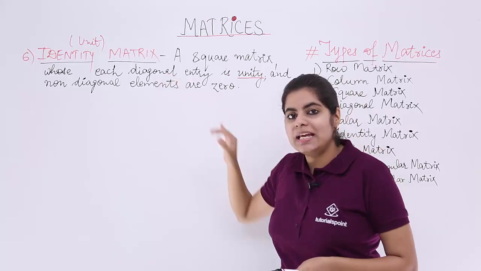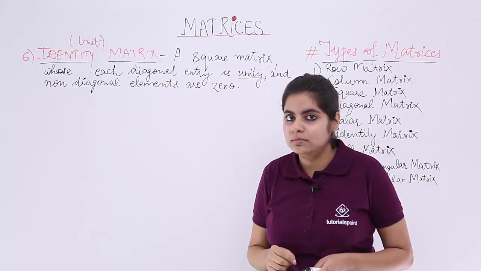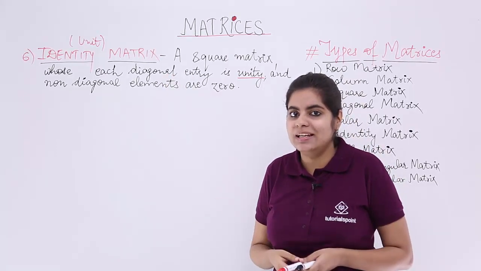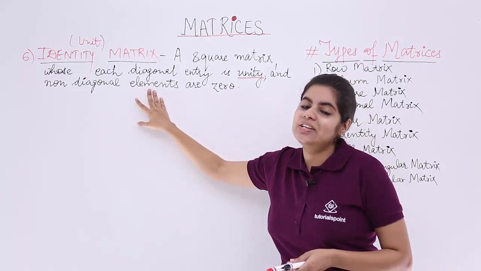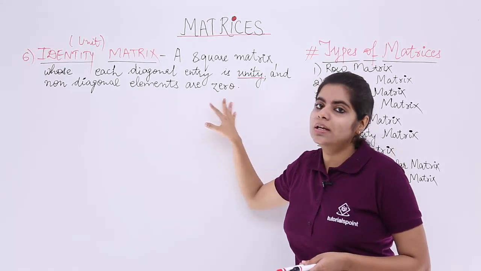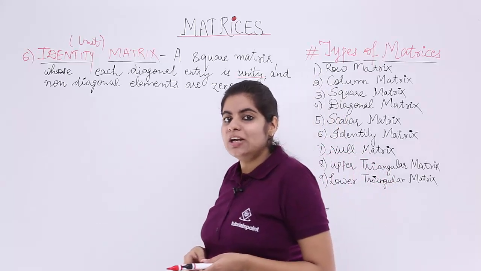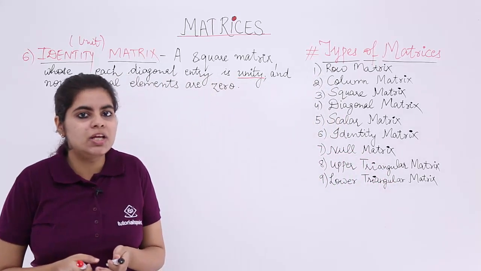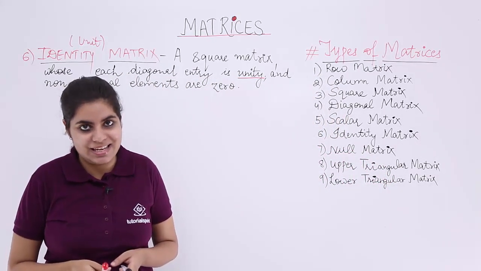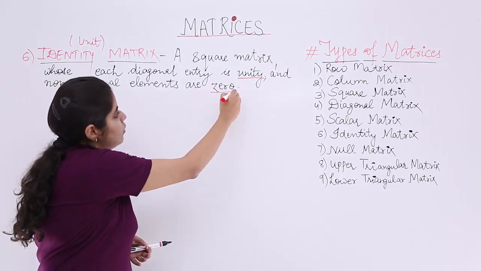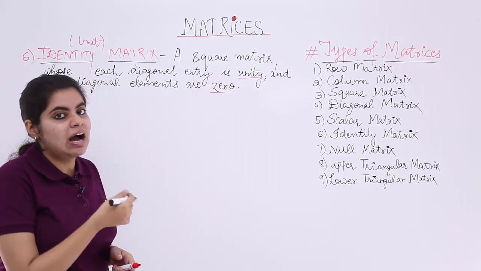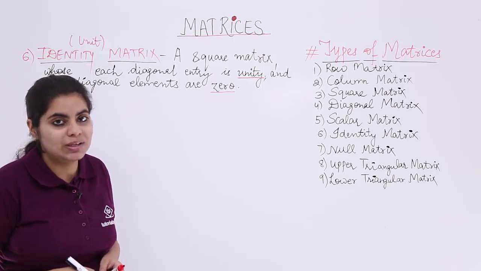So what about the diagonal entries? They are all unity or 1. And what about the non-diagonal entries? The non-diagonal entries or elements are all 0. So does that not mean we have only a combination of 1s and 0s in this? Yes. So we have 0s and 1s, and let's see how this identity matrix would look.